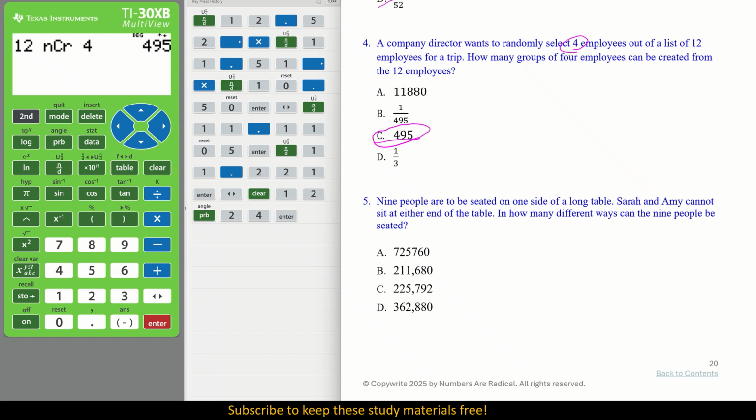So this is what we have. Oh, and by the way, because it says one side of a table and you have people, once you pick a person, you can't choose them again. Okay? That screams permutation. All right? So let's talk about the 2 ends and the 2 people. Don't let that confuse you.